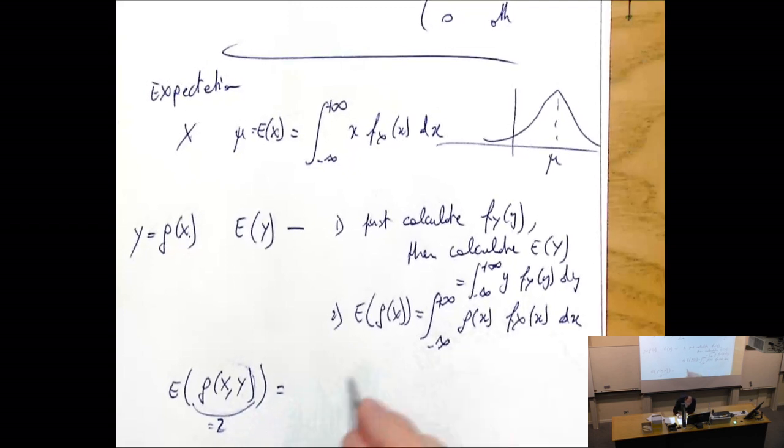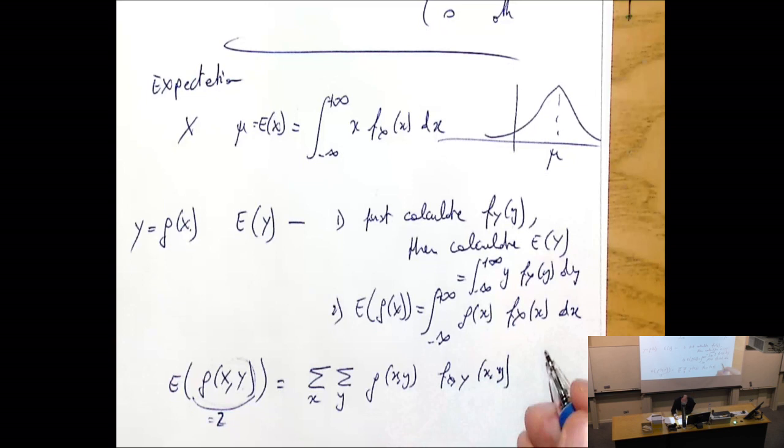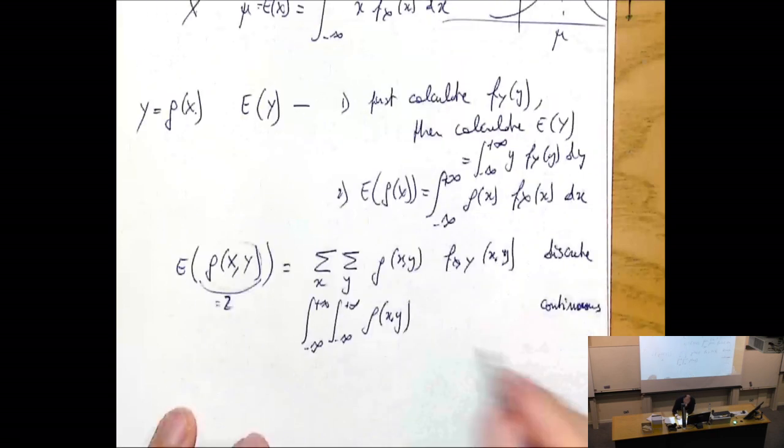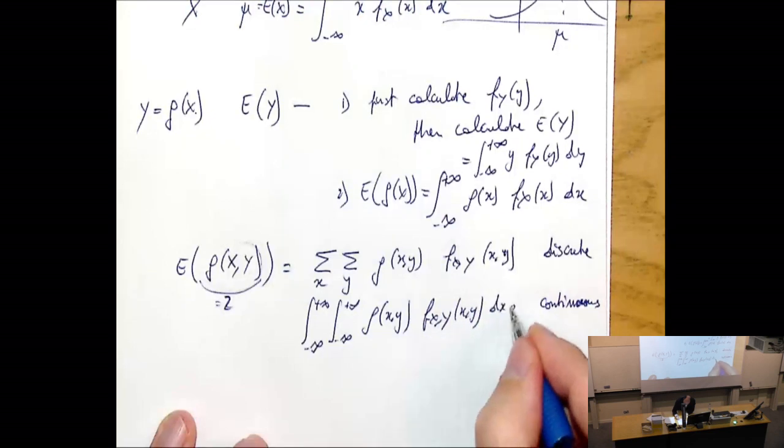So what I can say is that this is going to be a sum over x, a sum over y, of g(x,y) multiplied by the joint probability mass function. And this is if it's discrete. Right? And if it's continuous, then it is the integral between minus infinity and plus infinity of this function multiplied by the joint PDF of x and y. Right?